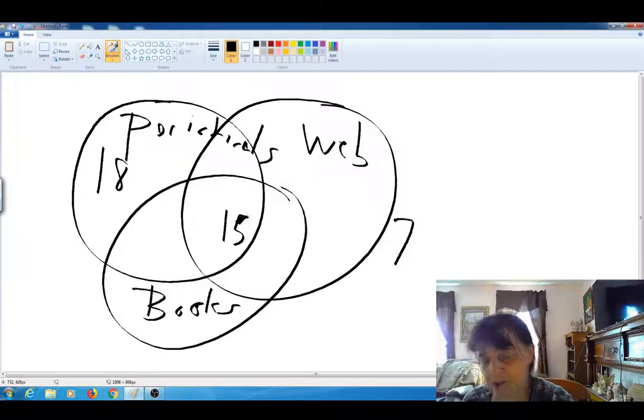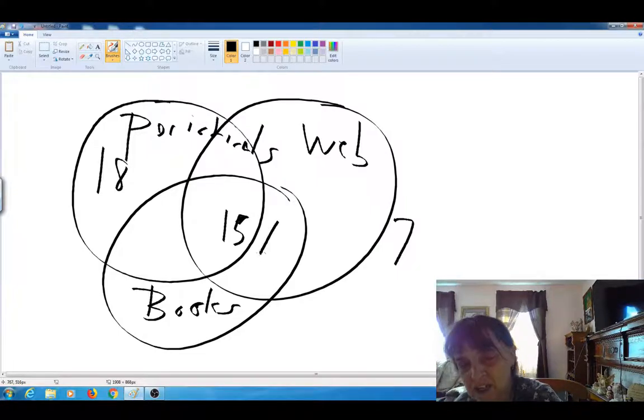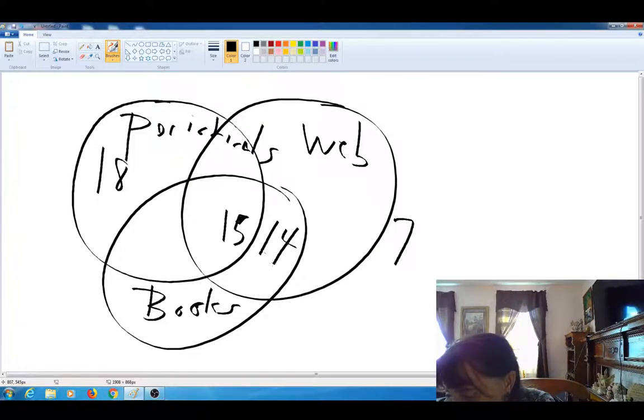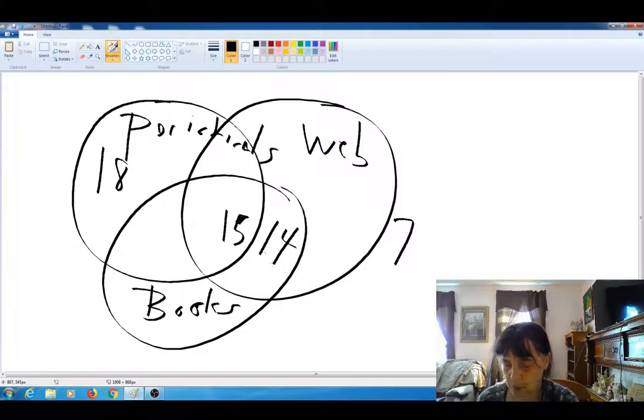29 used the web and books. So 29 minus 15 is what? 14. Okay, 29 use web and books, so that's here, but you subtract the 15 and you get 14 that use web and books only. Okay, only. Now remember, 18 used only periodicals. We put the 18 here. 40 use books and periodicals. So 40 minus 15 is what? It's 25.